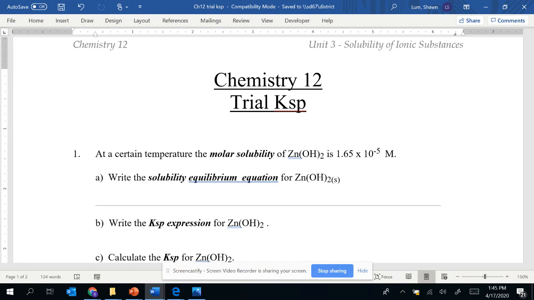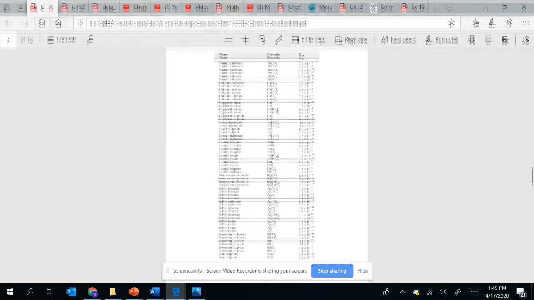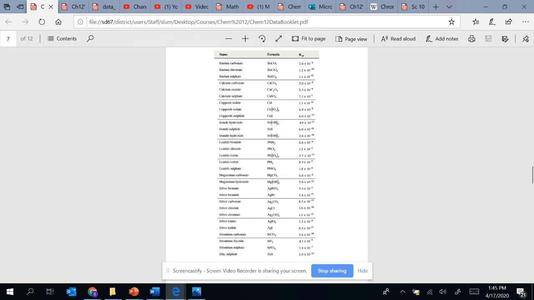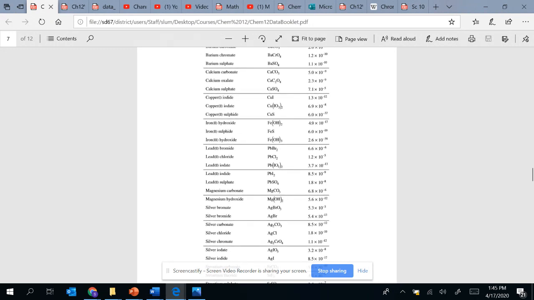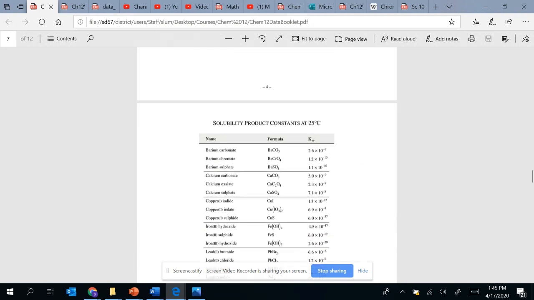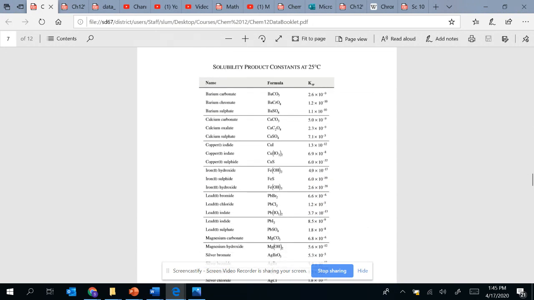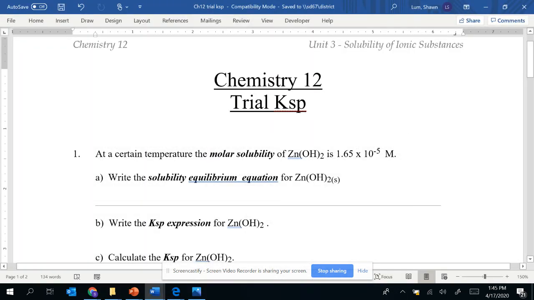Anyways, things that we should have when we do this is we should have our data booklet, something like this, okay? And so we can see all these kinds of numbers because they're going to be really important for when we answer these questions. Okay, going back to here, Chemistry 12, trial KSP. So I'm going to jump into it.